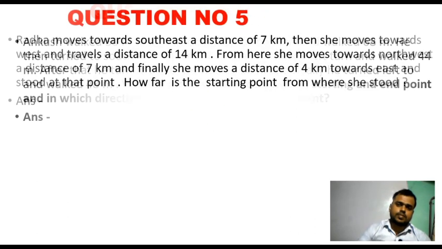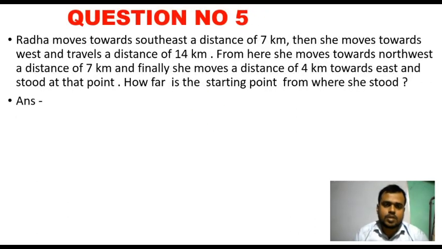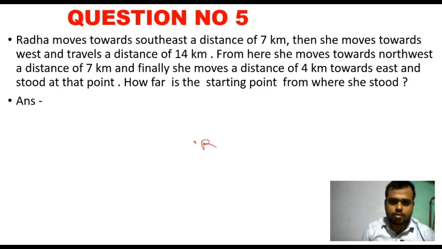Now here is question number 5. Radha moved towards the southeast a distance of 7 km. Then she moved towards west and traveled a distance of 14 km. From there she moves towards northwest a distance of 7 km. First Radha moves towards southeast. Suppose here is Radha, moving towards south. Southeast means this, suppose 7 km.